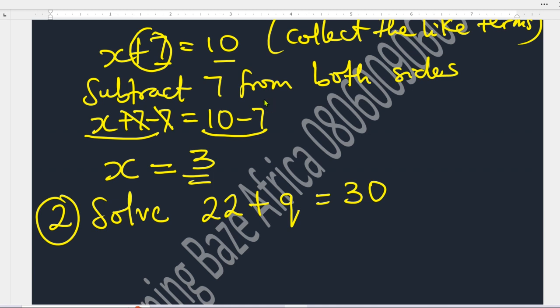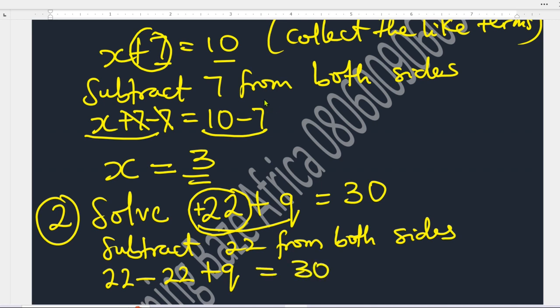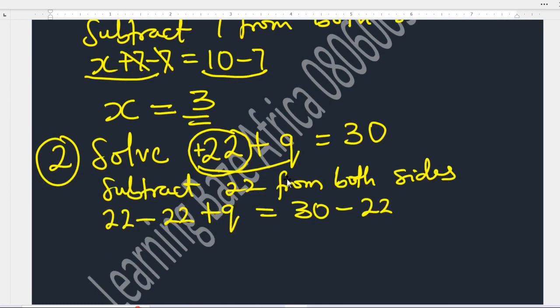So now, if you look at the left side, you will see that 22 has no minus sign. So it is positive. It is plus 22. So because it is plus 22, we are going to use the opposite, which is minus. So you will say subtract 22 from both sides. Pay attention. So that will be 22 that we met there minus 22 plus q. Don't forget that we have plus q equals 30 minus 22, because we have to subtract 22 from both sides so that we can find the unknown value.